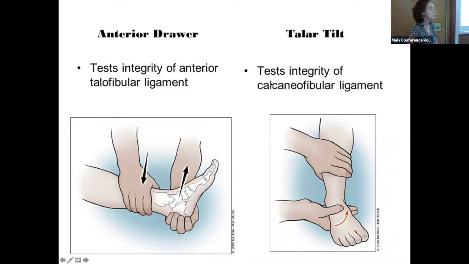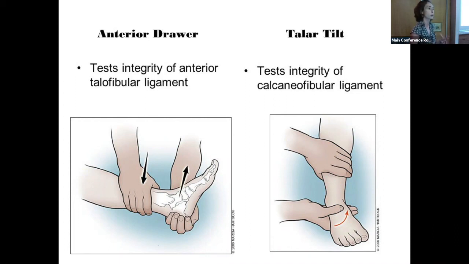The talar tilt tests for the integrity of the calcaneofibular ligament. Usually you hold the foot and provide an inversion force. Usually about 5 degrees is normal on a normal foot. Anything greater than that could mean that you might have a tear of your CFL, and it looks at the ATFL as well.